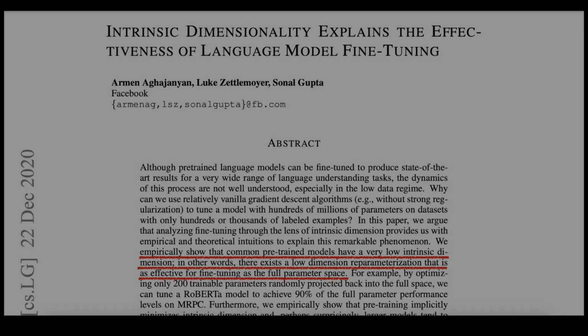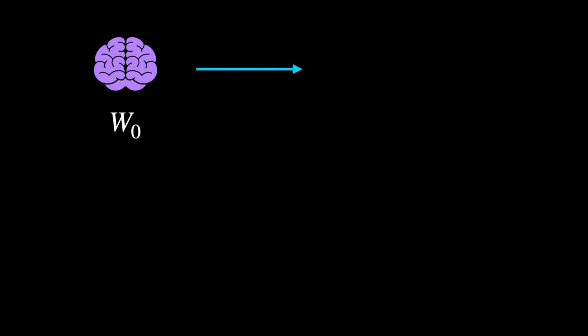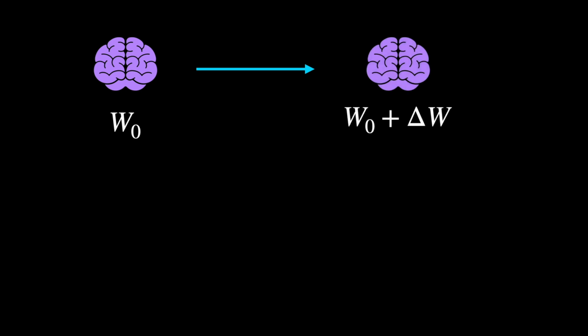Let's say we are starting with a pre-trained model with weights W0. After fine-tuning, let the weights be updated to W0 plus delta W. If the pre-trained model has low rank weights, it would be a fair hypothesis to assume that the fine-tuned weights are also low rank. LoRA goes with this assumption.